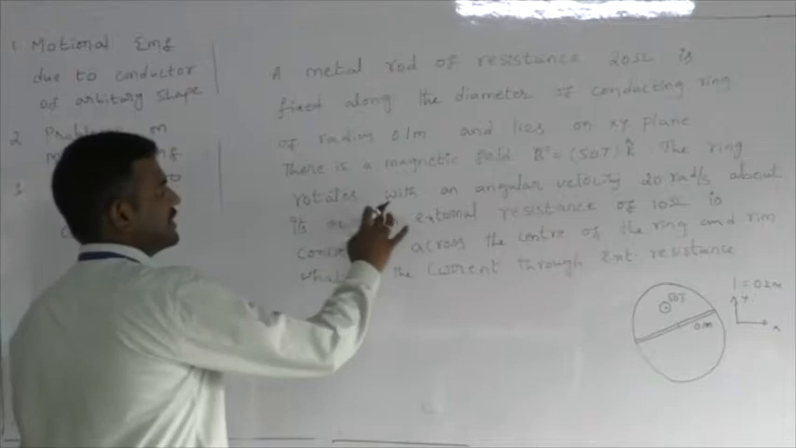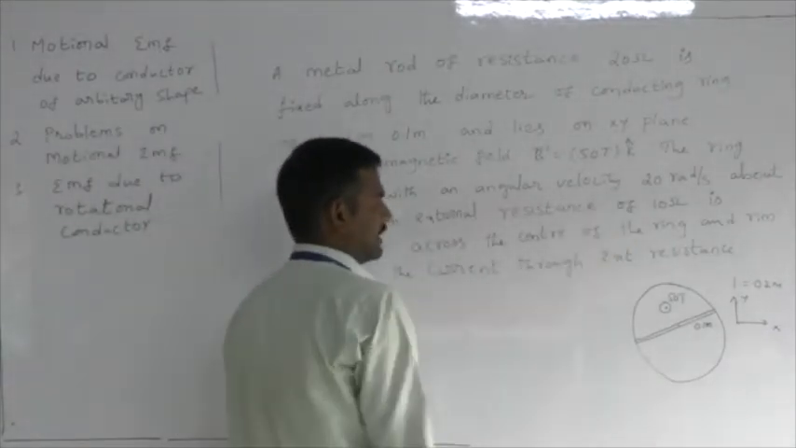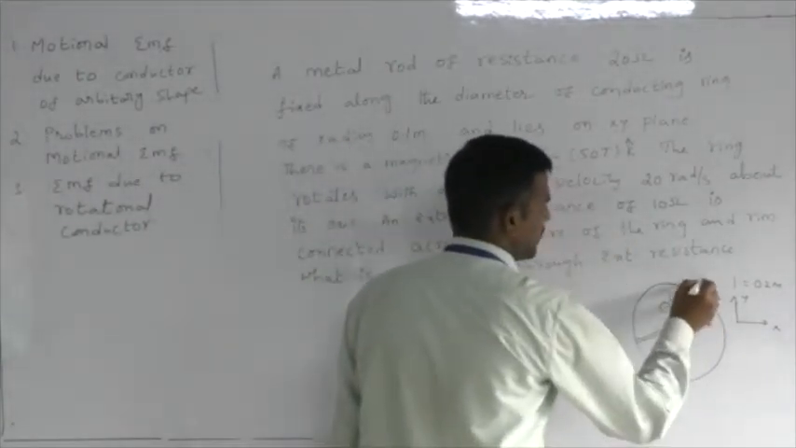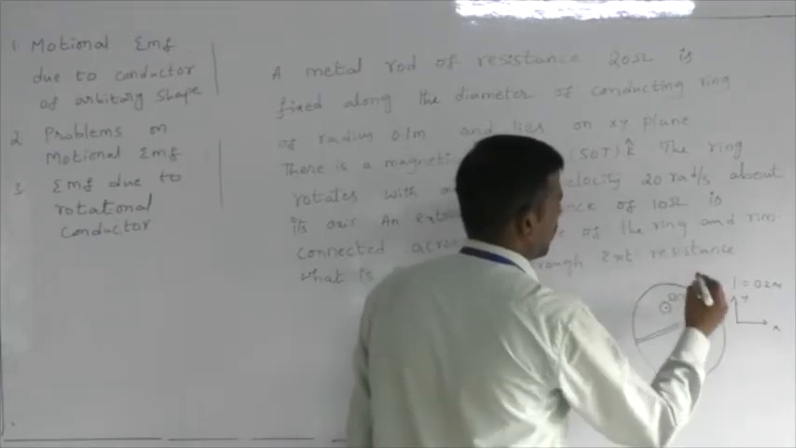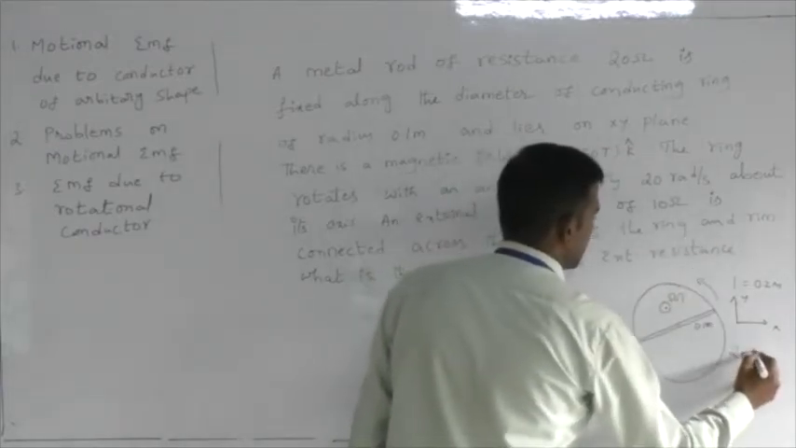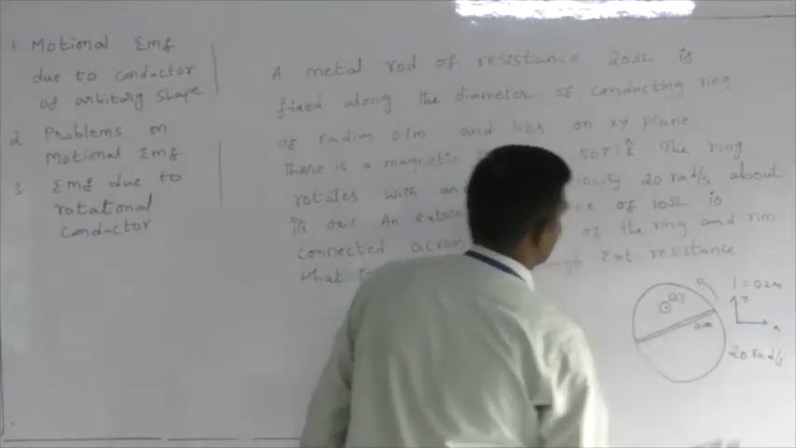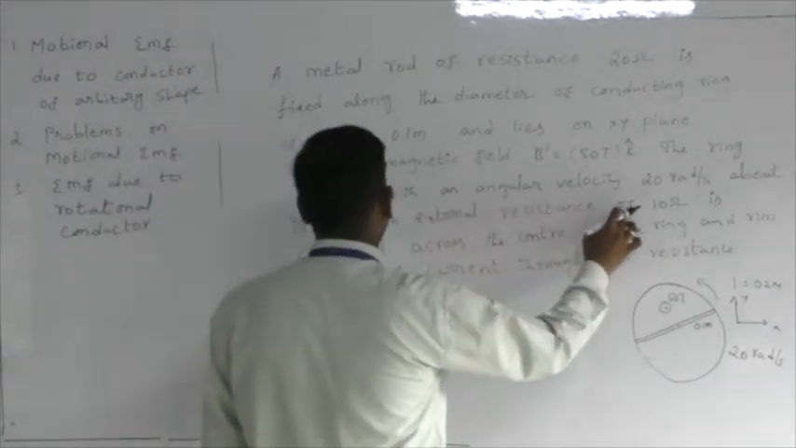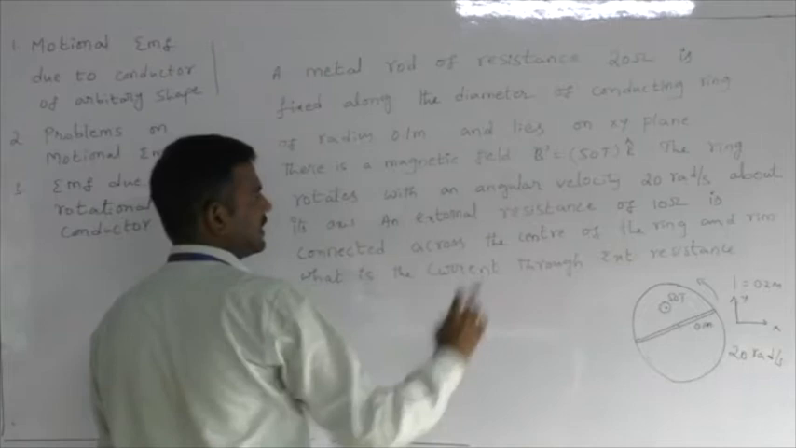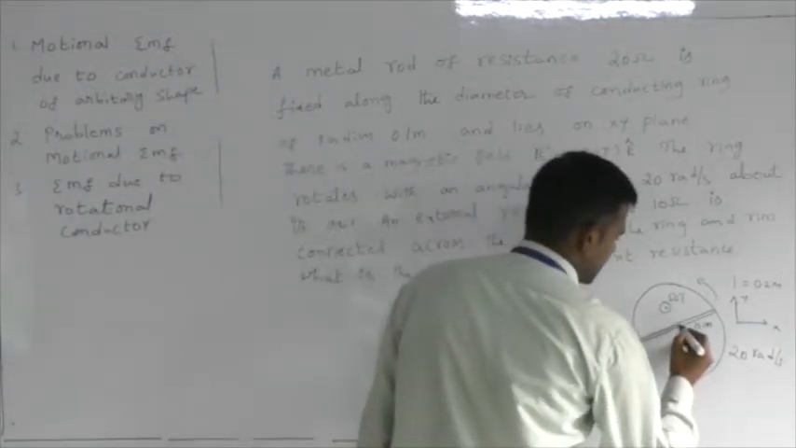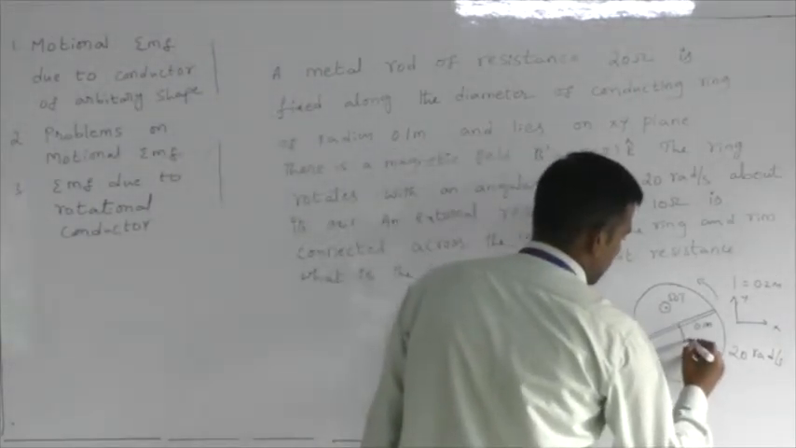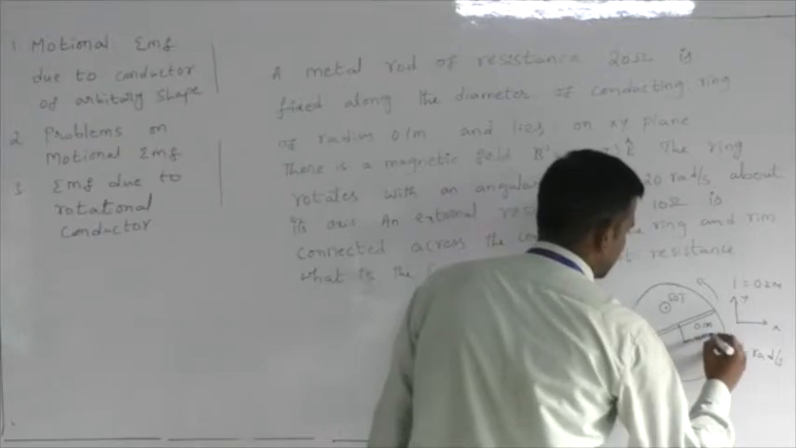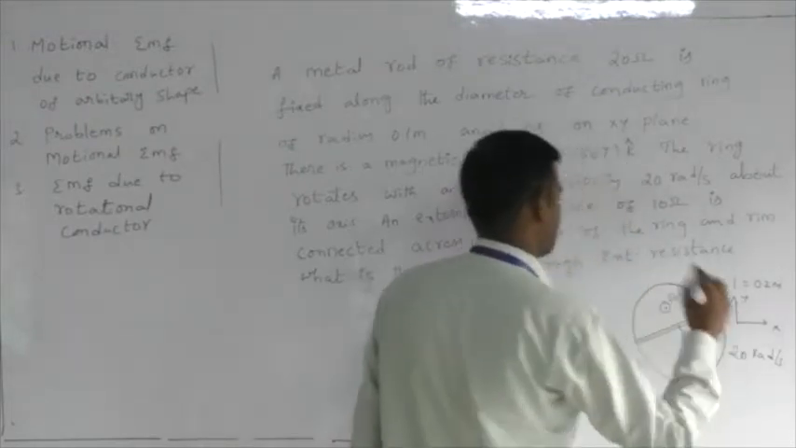The ring rotates with an angular velocity of 20 radian per second. Let me assume the ring is rotating here with an angular velocity of 20 radian per second. So like this it is rotating. And an external resistance of 10 ohm is connected across the center and ring. So it is like this. From here, one external resistance is connected like this.